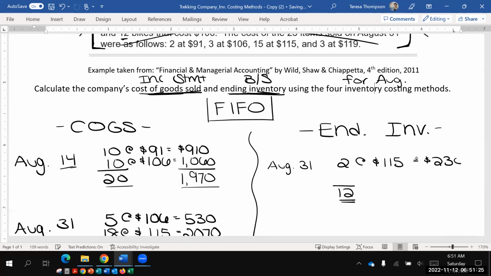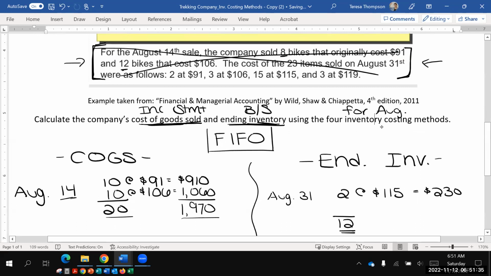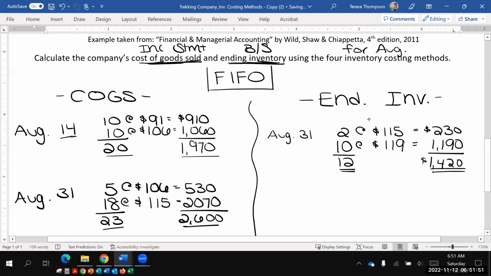or 230. We need 10 more units before we get to our 12, and I think you can see that's all going to come from the August 28th purchase. 10 at 190, or 1,900. Add it up, we get an ending inventory of 1,420. So we've answered both their questions, cost of goods sold and ending inventory.